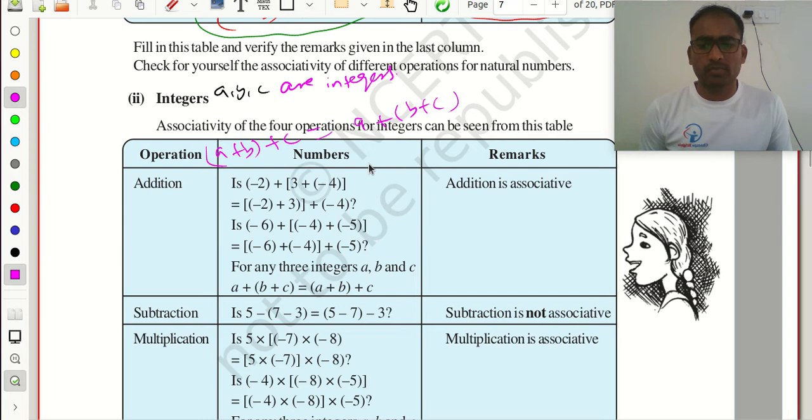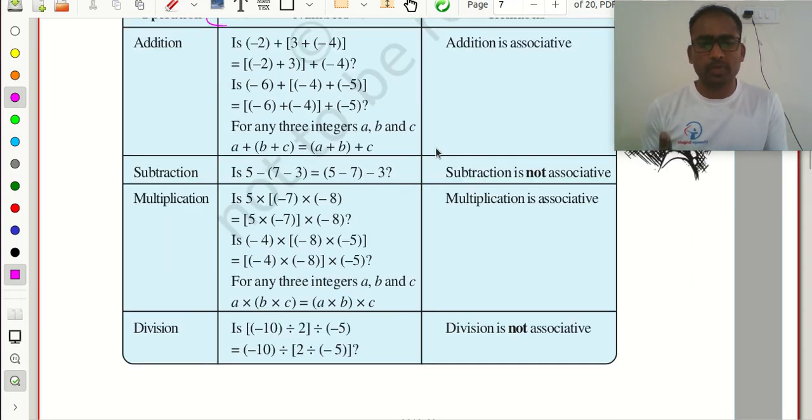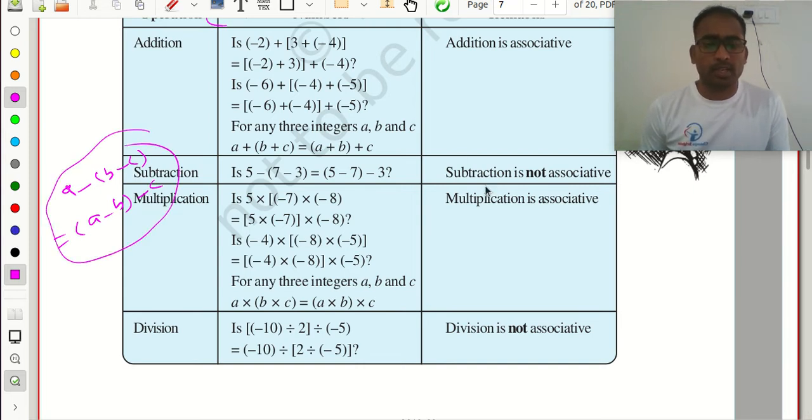Okay. So same for subtraction. (A − B) − C is equal to A − (B − C). If this is satisfied, then I can say subtraction is associative. But normally subtraction is not associative. Why? Because these two won't be equal. See here.